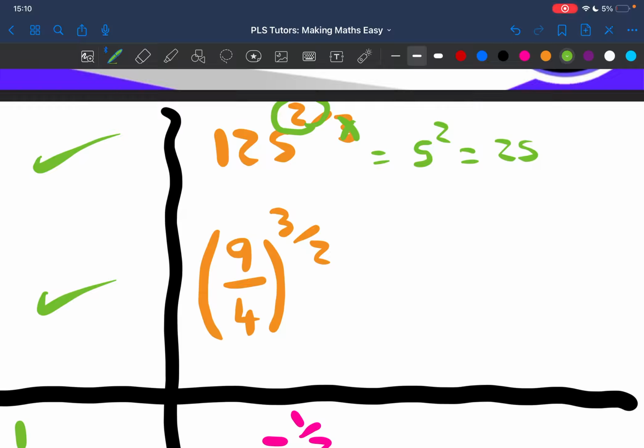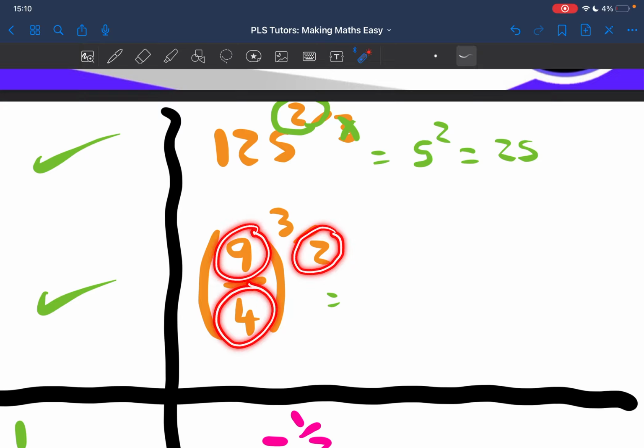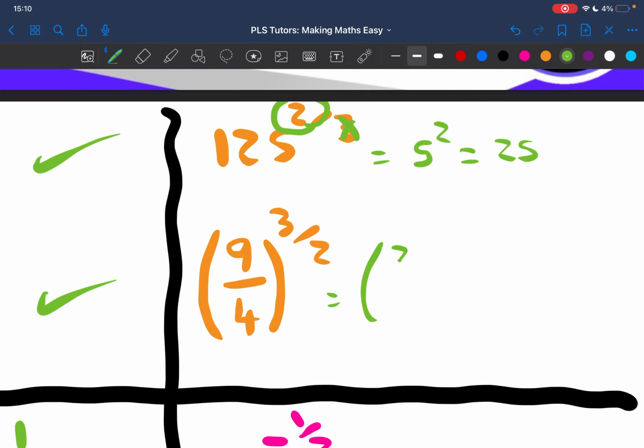Okay, this one. We don't like fractions, so we're going to get rid of the 2 by square rooting 9 and square rooting 4. The square root of 9 is 3. The square root of 4 is 2. That gets rid of a 2, and it's the power of positive 3. 3 cubed is 27, and 2 cubed is 8.